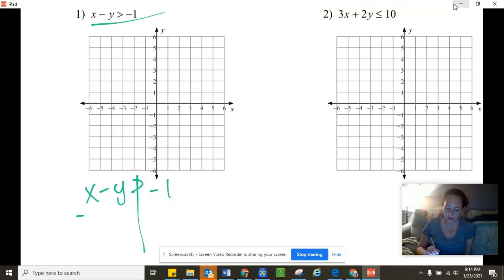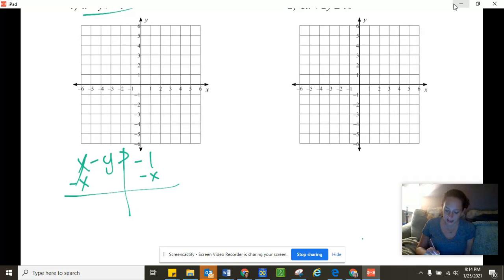So I'm going to move the x over, and you have to be careful because the -1 and the negative x don't actually go together because they're not like terms. One is a variable and one is a number, so they don't combine. So I'm going to get negative y is greater than negative x minus 1.